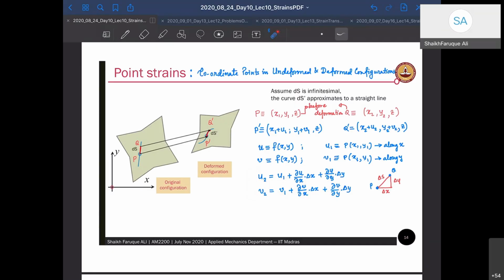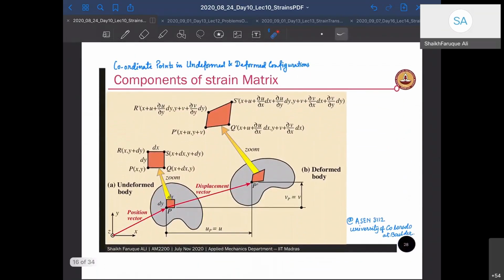Now if I go one step further, this picture makes it more clear, the coordinate points. You are looking at a planar coordinate system and Z is out of plane, and you have this body. The body has a small element inside, and the element is given by elemental dx and dy. The points you can write as P, Q, R, and S.